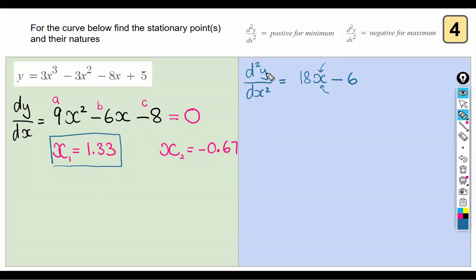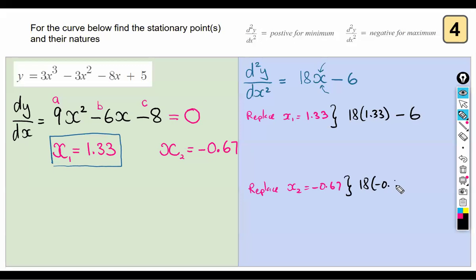So do me a favor. Insert x1 into the tester equation. Replace the x with what? 1.33, and then replace the x with minus 0.67. So that's how you replace. x1 equals 1.33, and then after, in the same equation, replace it with what? Minus 0.67. And tell me if you get a positive value or a negative value. And that will tell you whether it's a maximum or minimum. 18, replace it with 1.33 minus 6, and do the same thing over here. Replace it with minus 0.67.